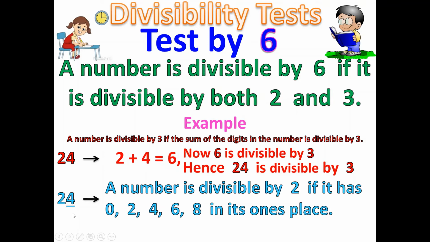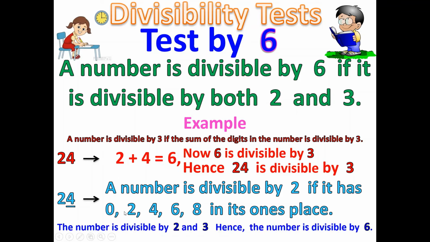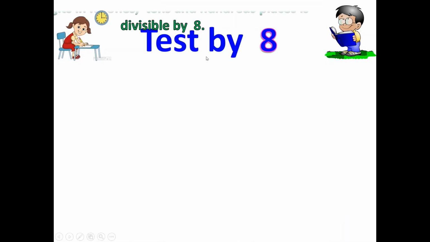Why is it divisible by 2? In the ones place there is a 4. It is an even number, so it is divisible by 2. How is it divisible by 3? You have to add the digits, and the answer should be in the 3 table. If it is in the 3 table, it is divisible by 3. A number is divisible by 2 and 3, hence the number is divisible by 6. Okay. Now we go on to the next, that is test by 8.